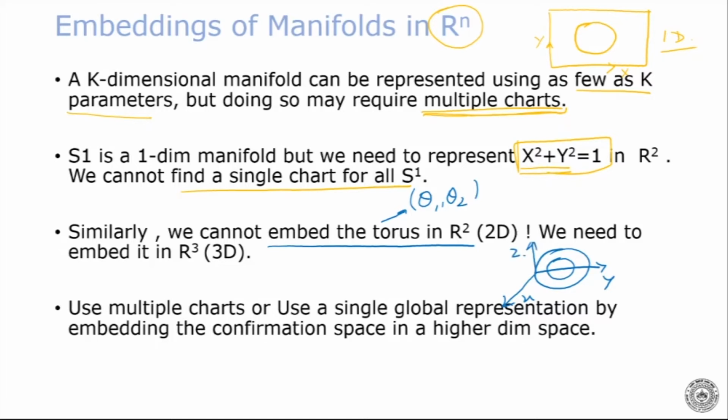So similarly, we cannot embed a torus in 2D, that is R^2. We need to embed in 3D now. So we can use multiple charts or use a single global representation by embedding the configuration space in a higher dimensional space. The first example was that of a circle, which is 1D, but you require two parameters to represent it. Then a torus, which is 2D, but you require three parameters to represent it.